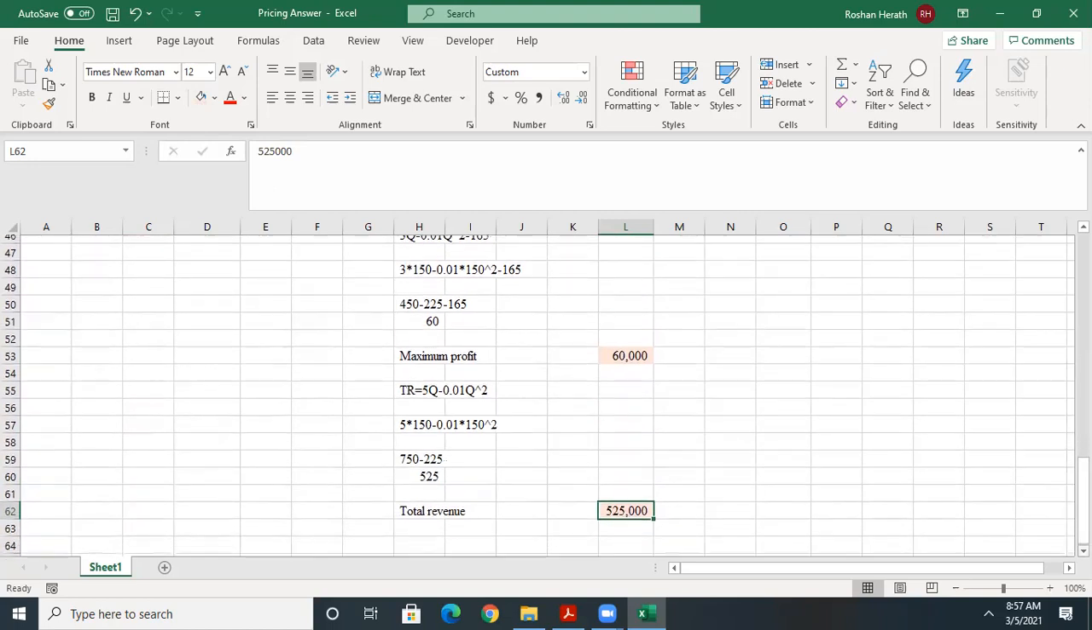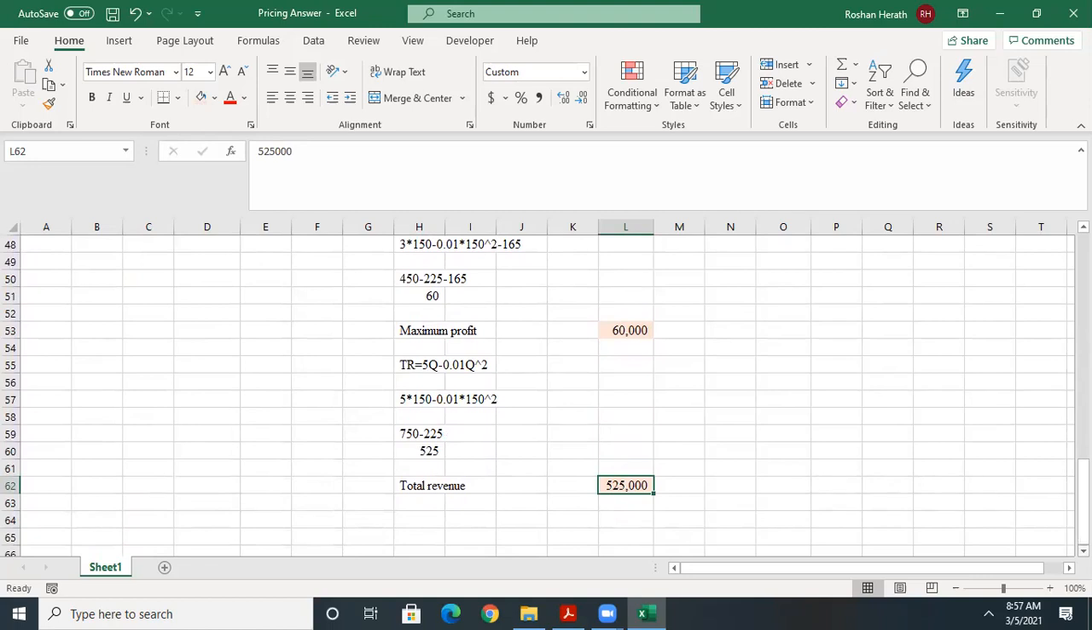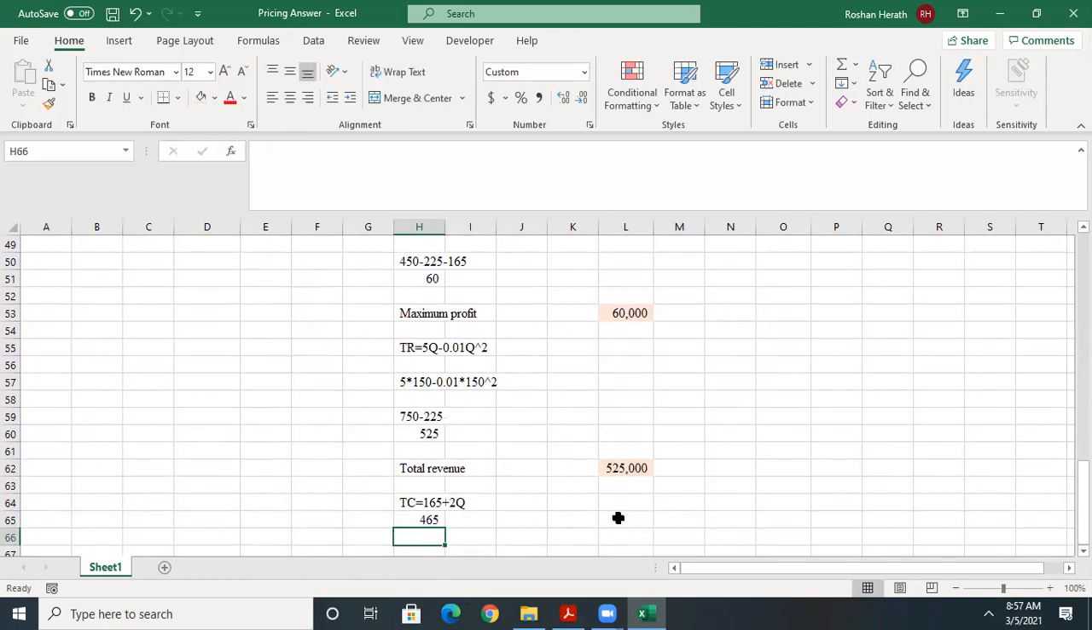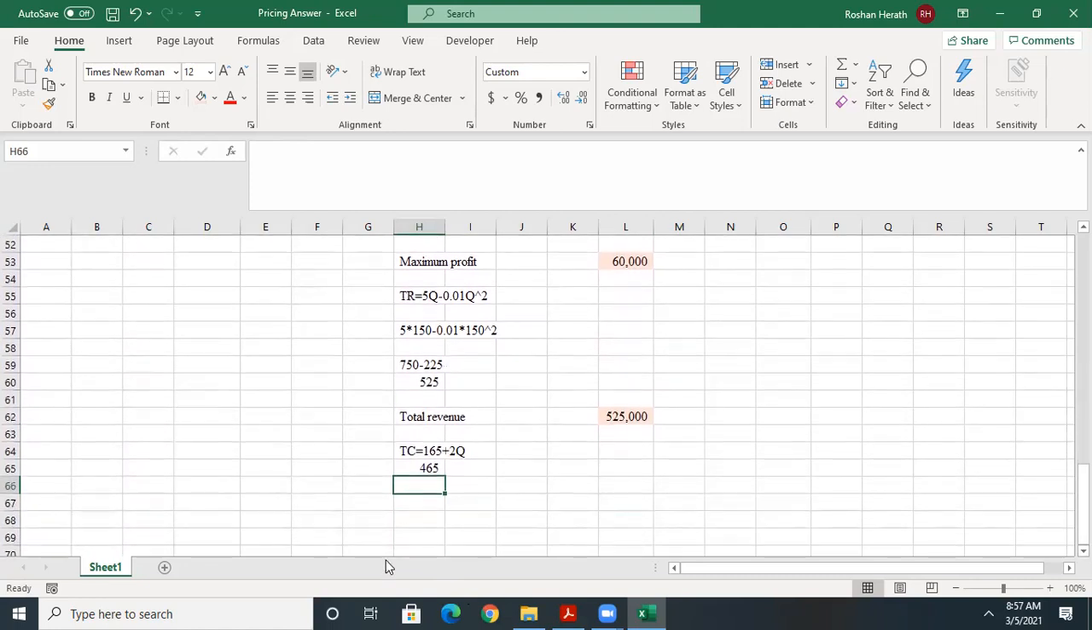So that's how you take it. Similarly, if you work out the total cost, it was said to be 165 plus 2Q, right? So the cost comes as 165 plus 2 into 150, which is 465,000. So the total cost is 465,000.